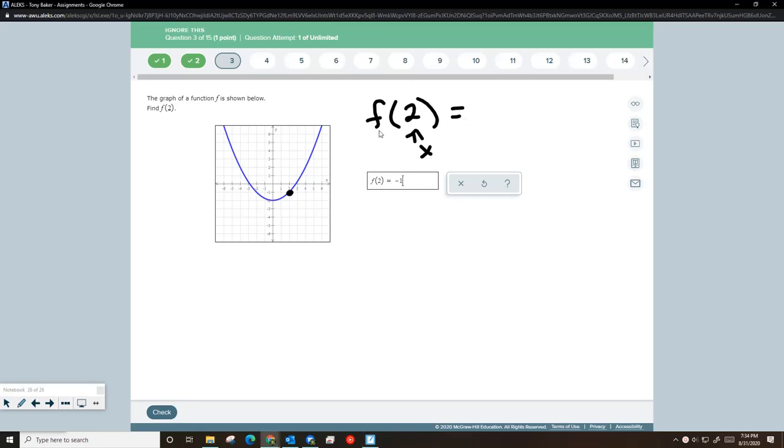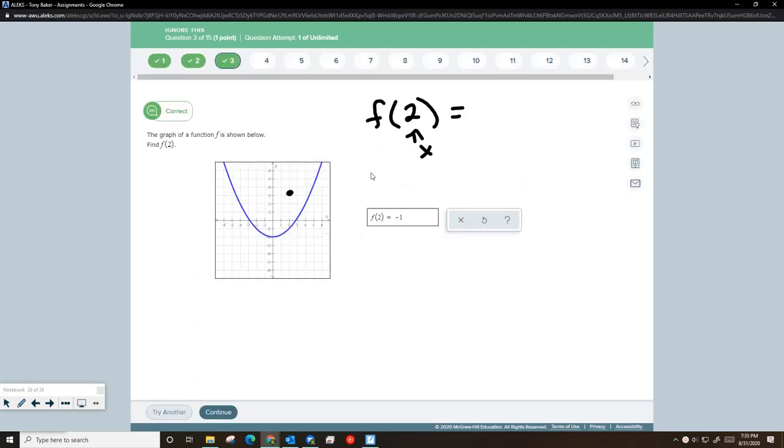It's only one little thing that they're asking for in this topic. If they give you the x, they're looking for the y. If they give you the y, they're looking for the x, which you're going to see in the next problem.